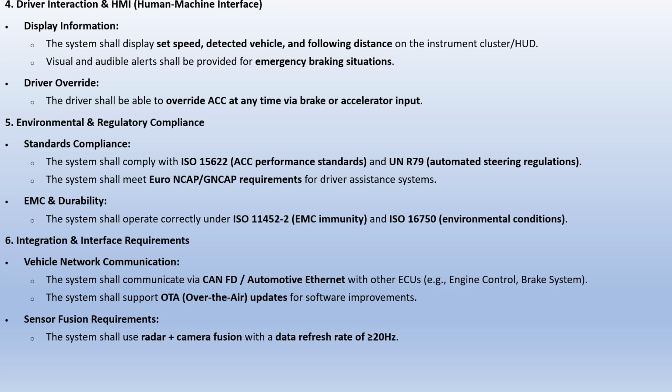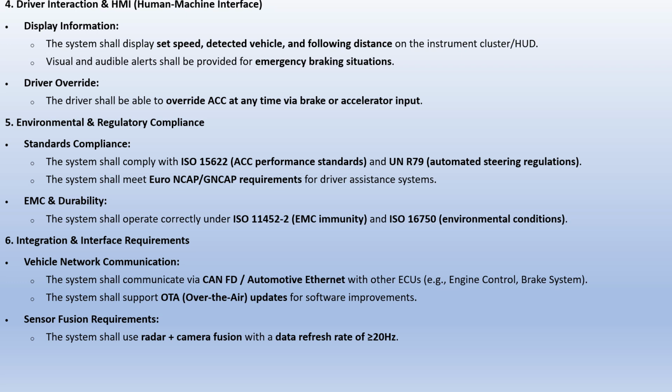The vehicle network communication. The system shall communicate via CAN FD or automotive Ethernet with other ECUs. See, this is very important. What exactly is the communication protocol the OEM is choosing? Whether it wants to select CAN FD or automotive Ethernet, depending upon the cost, the speed at which the vehicle is operating, the speed of the data and the payload of the data, the OEM can select whichever communication protocol they want. But the common requirement is it should be able to communicate through either of these protocols.